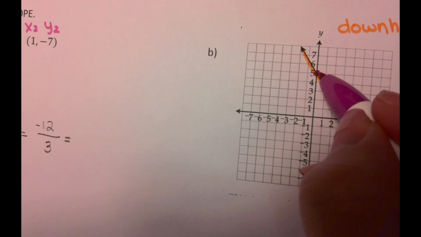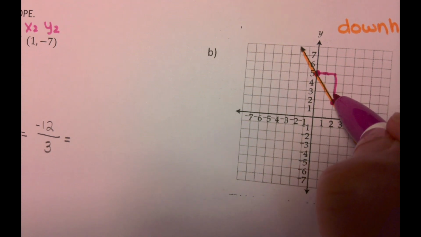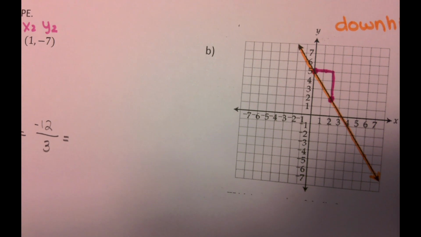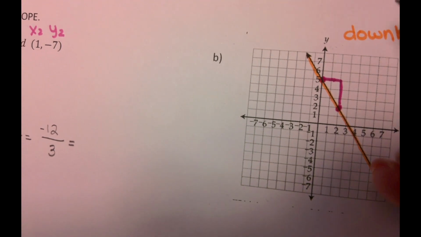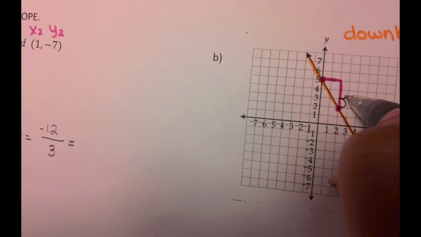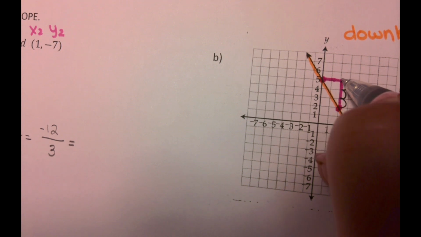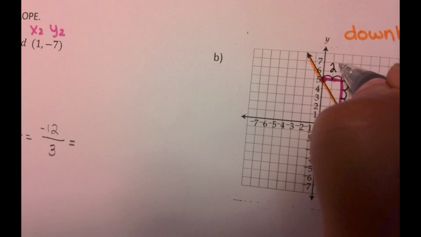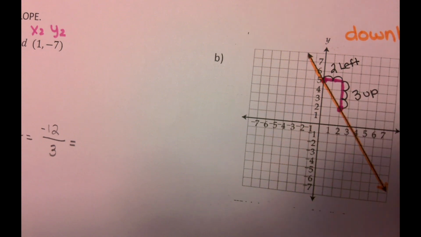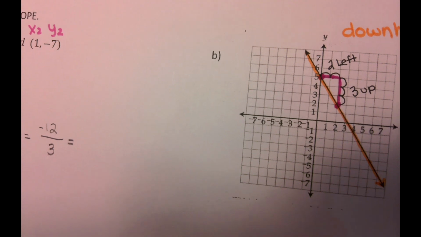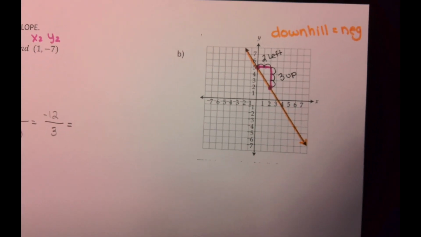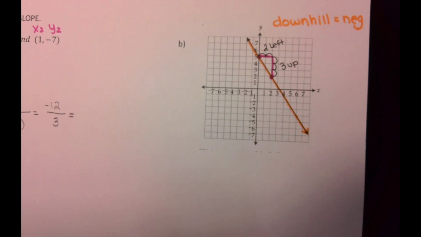Then I'm going to draw a mini triangle and count how many ups and overs I have. So I have 1, 2, 3 ups. Then I'm going to restart my counting. 1, 2 to the left. So I know that I already determined that my slope is going to be negative because we're going downhill.